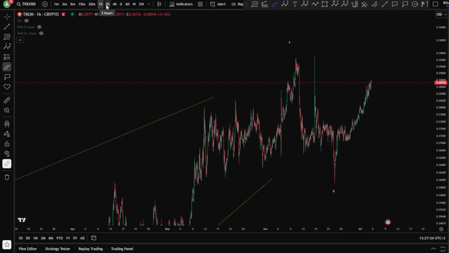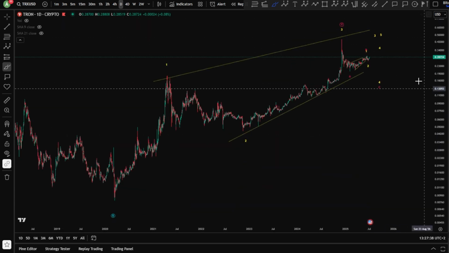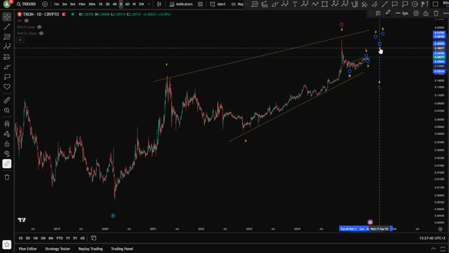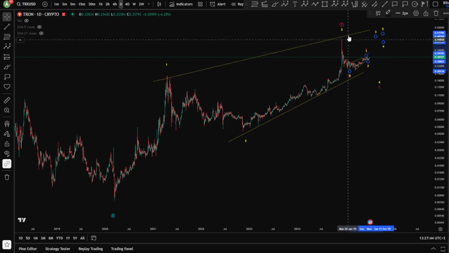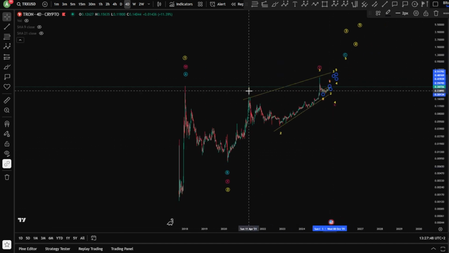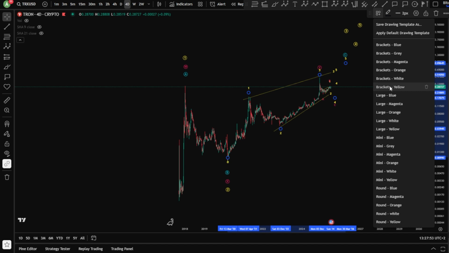I would say that because on the daily, as we saw, we need to finish one more leg toward the upside. Okay, so we need one more high to finish this diagonal, guys. Okay, so the 1, 2, 3, 4, and a 5. I would put this, of course, in brackets to see it much better.